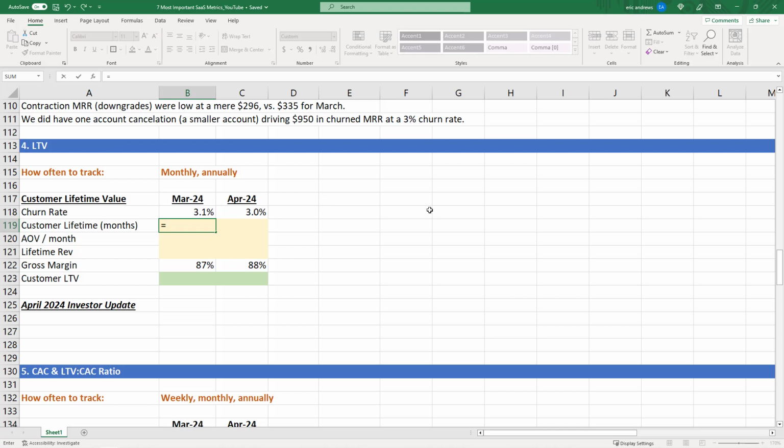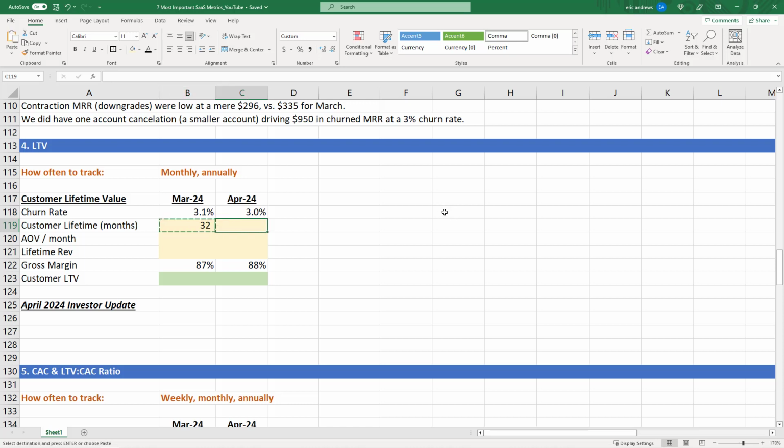So first off, 3% churn rate, 3.1% churn rate. Basically, how you figure out the customer lifetime is you take 1 divided by the churn rate. It's a mathematical shortcut, and it'll tell you that the average customer who churns at 3.1% a month is going to have a 32-month lifetime. And then in April, the churn rate went down slightly, so the average customer in this cohort is going to have a 33-month customer lifetime.